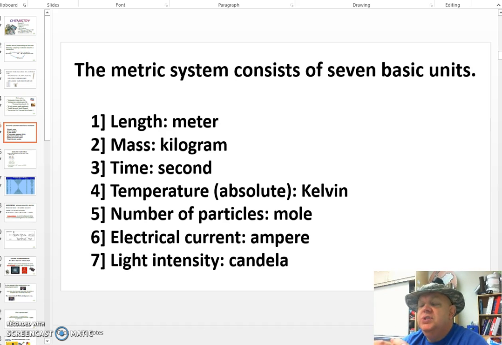Now, in the metric system, you've got 7 basic units. In chem, we're not going to work with all of them, but length, mass, time, temperature, and number of particles, all those we're going to be working with. The length's the meter, mass is the kilogram, time is the second. The absolute temperature is the Kelvin. There's no such thing as negative Kelvin. Don't worry, we'll get there. Number of particles, the mole, we're going to get to later on. Electrical current is the ampere, and the light intensity is the candela.